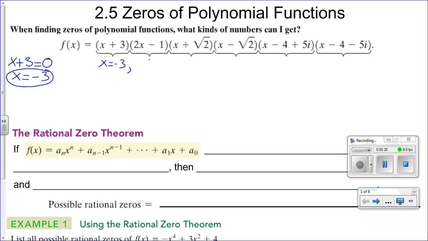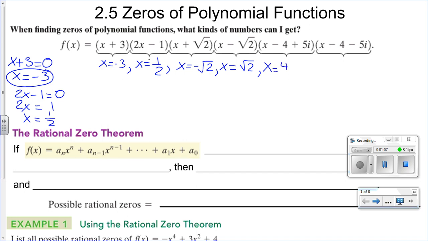The second factor, if we take 2x minus 1 equal to 0 and then solve for x, we will get 2x is equal to +1, and then we divide by 2. So the second 0 will be x is equal to 1/2. The third 0 is going to be x is equal to the negative square root of 2. The fourth one will be x is equal to the positive square root of 2. And the second to last will be x is equal to 4 minus 5i. And the very last one will be x is equal to 4 plus 5i.